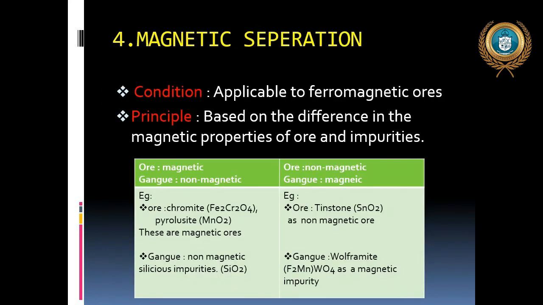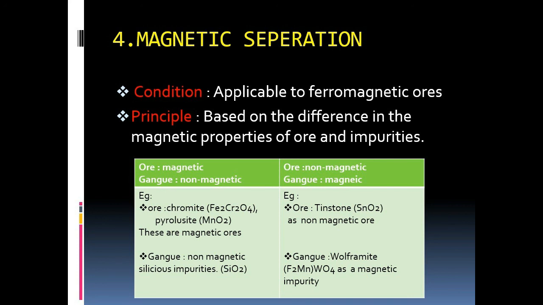The next, fourth method in the concentration of ore, is the magnetic separation. It is a very easy method. As from the name itself we can guess, magnetic separation means the ore and gangue should have a magnetic property. So it is applicable to the ferromagnetic ores. The ores having magnetic property are called ferromagnetic ores. So this is the condition for magnetic separation.